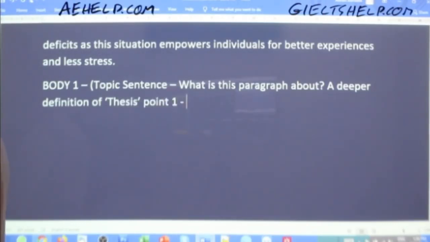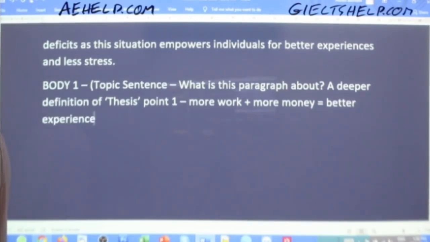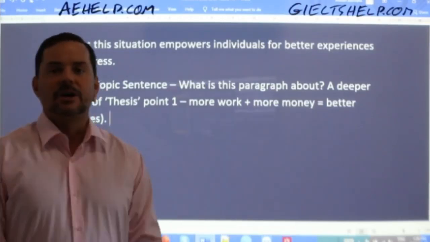In this case, better experiences. So more work plus more money equals better experiences. Please give me this sentence to start my body paragraph 1.